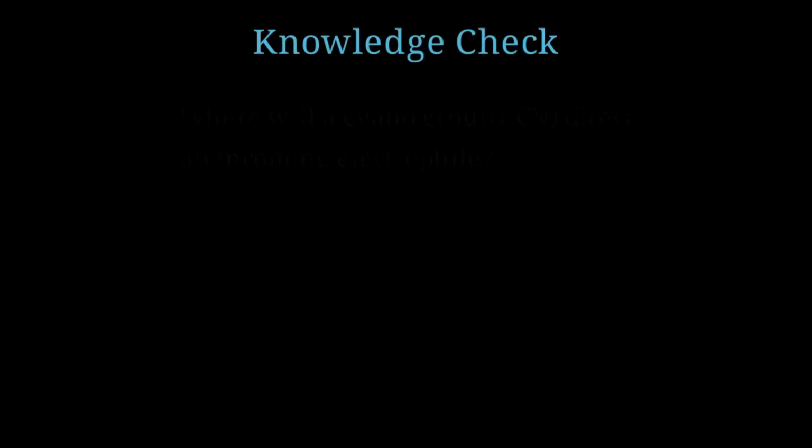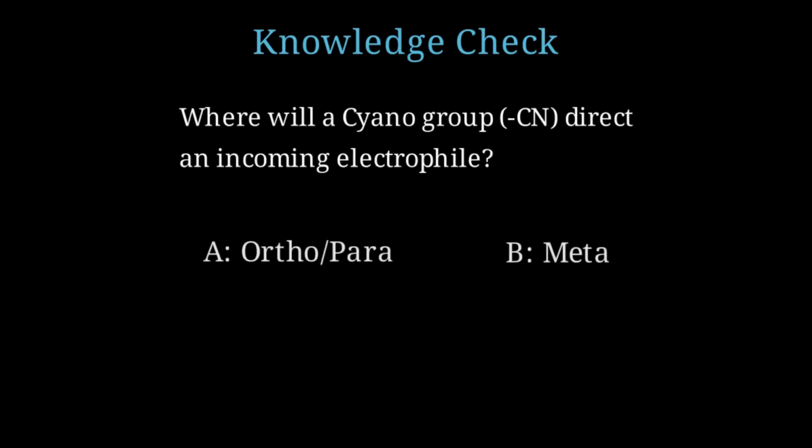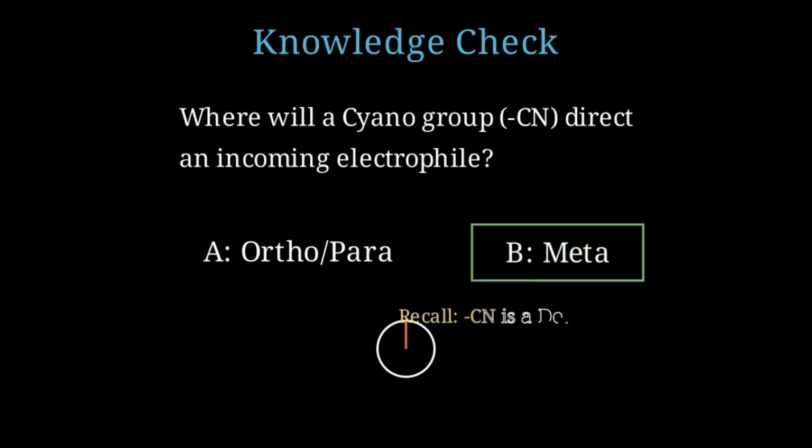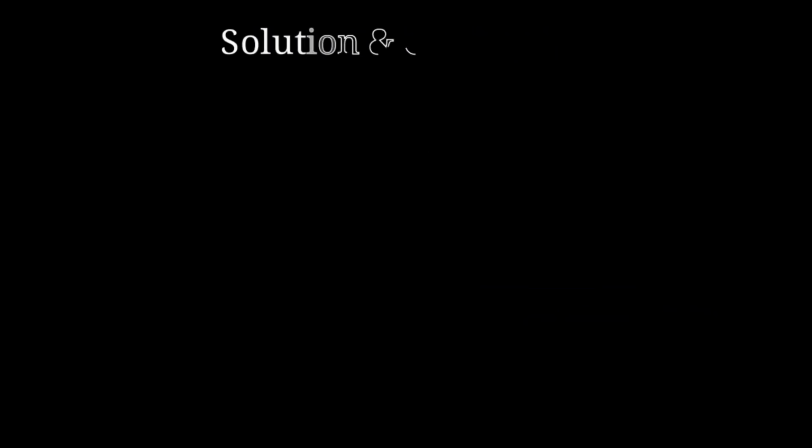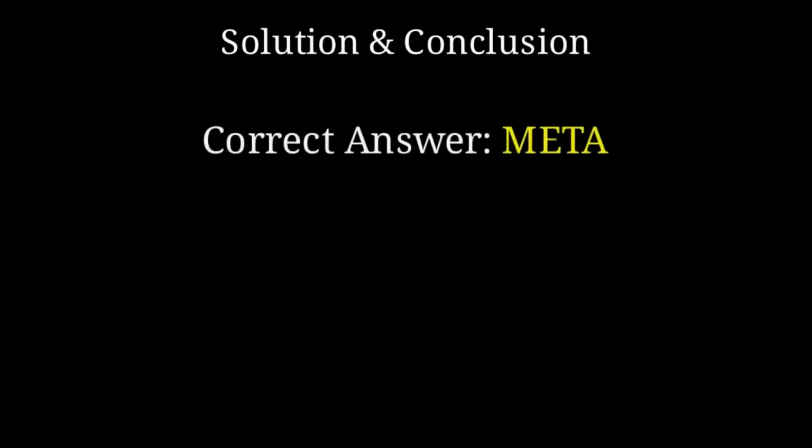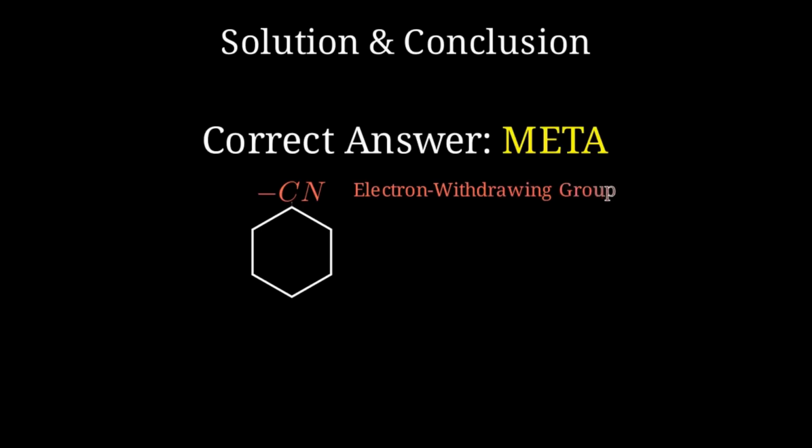Quick question, based on what we've learned about resonance and electron withdrawal, where would a cyano group direct an incoming electrophile? Think about the stability of the ring. The cyano group is strongly electron withdrawing, making it a meta director. Mastering these patterns allows you to predict the outcome of complex chemical syntheses.